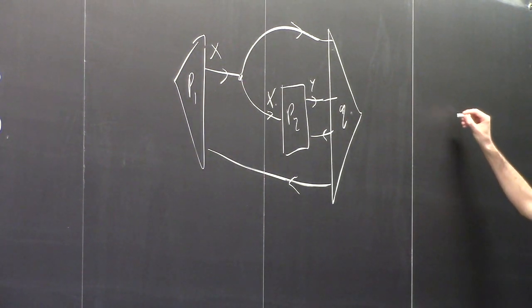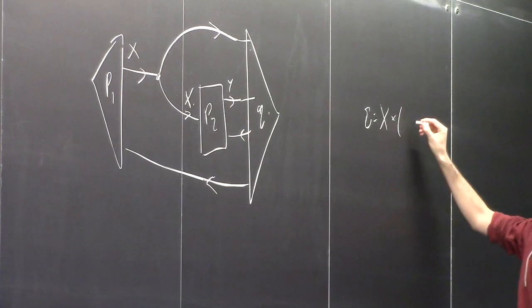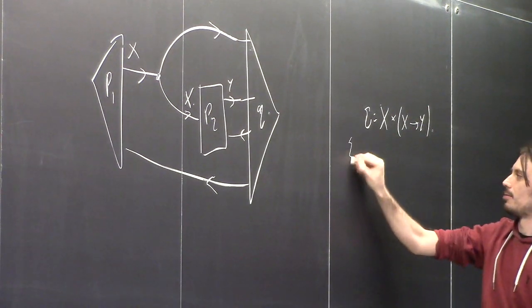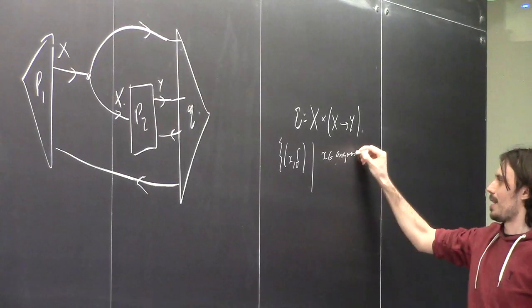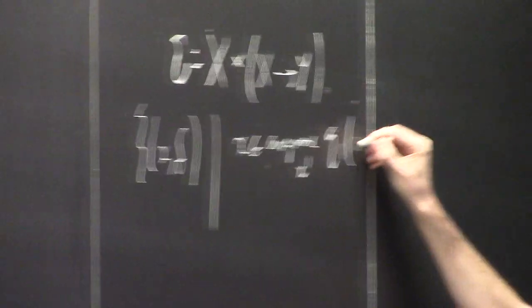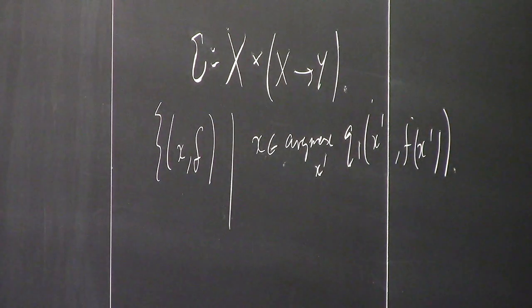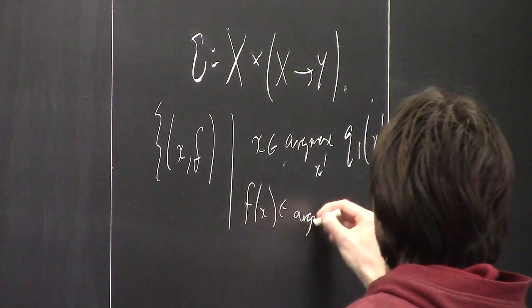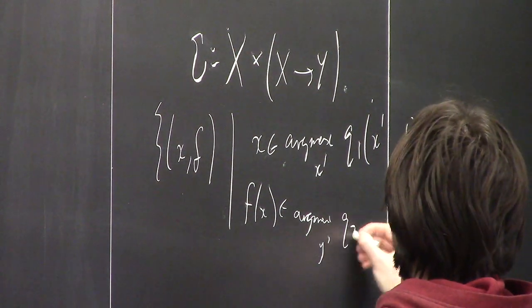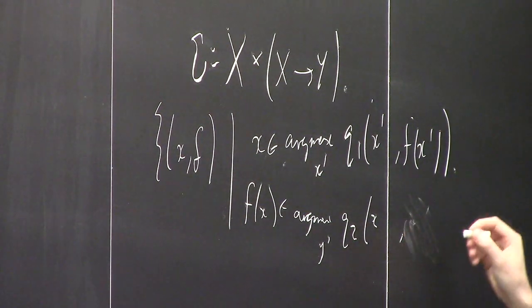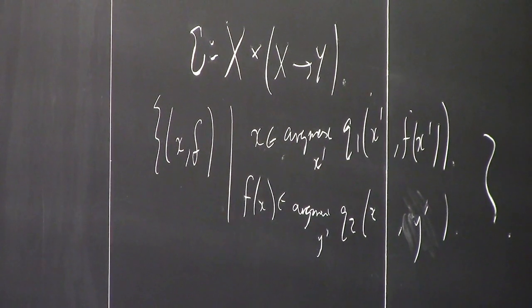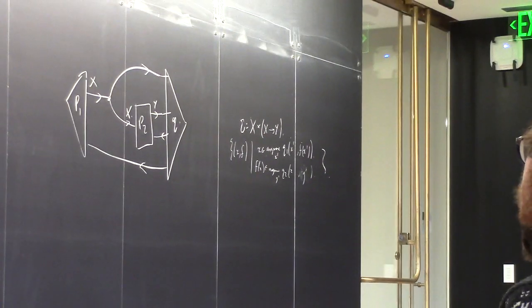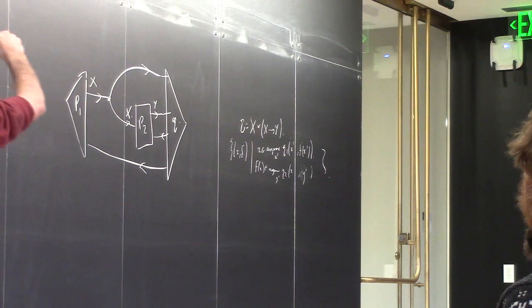So the Nash equilibrium of this in general, sigma is X times the function set X powers Y, and the equilibria are x, f, given that x is in the argmax over x prime of q1 x prime f x prime, and f of x is in the argmax over y. Okay. So this describes, if any of you know game theory, this is a Nash equilibrium, not a subgame perfect equilibrium. Subgame perfect equilibrium turns out to be a bit tricky, but you can still do it. Okay, and you can still carve up this string diagram in the same way.